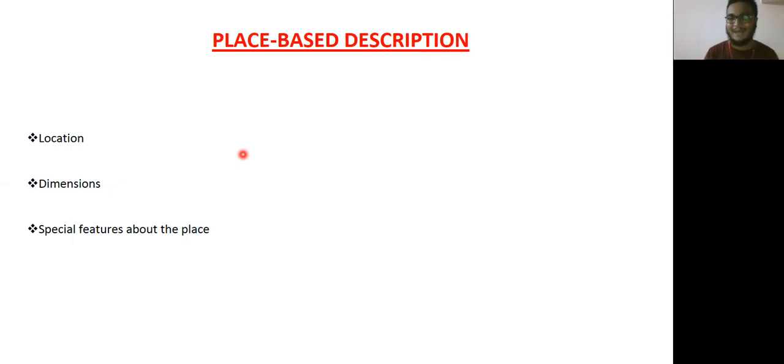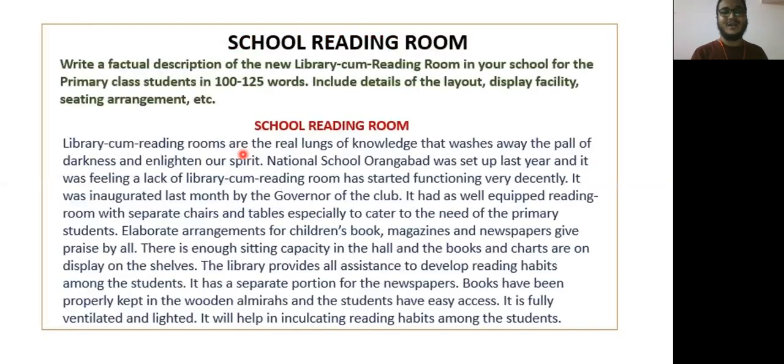Okay, let's see the example. If you have any doubt, you can ask me, students. Okay, school reading room. What is the heading here? School reading room. Write a factual description of a new library cum reading room in your school for the primary class students in 100 to 125 words. Include details of layout, display facility, sitting arrangement, etc. School reading room. See students, there is no 'you are this, you are that' asked here. So that's why no byline here.